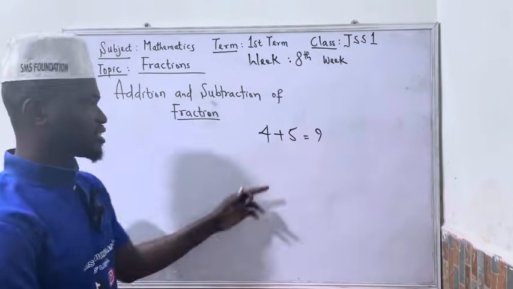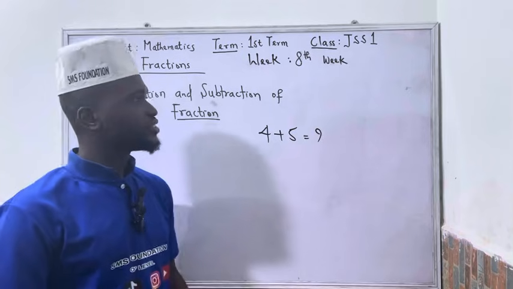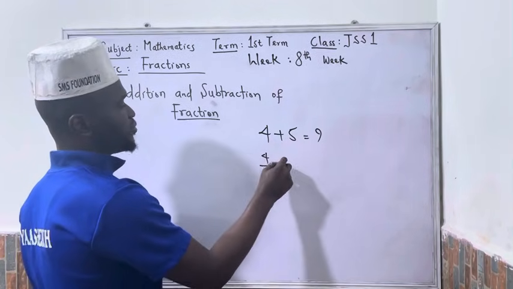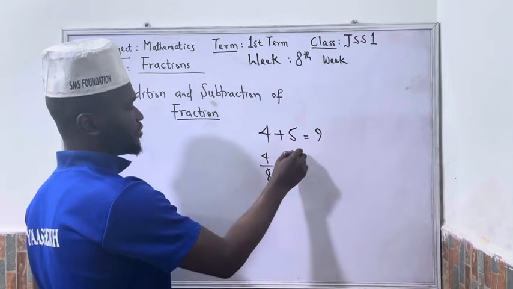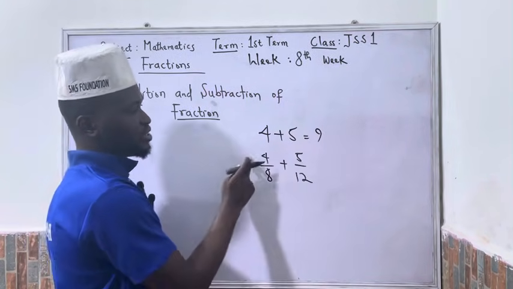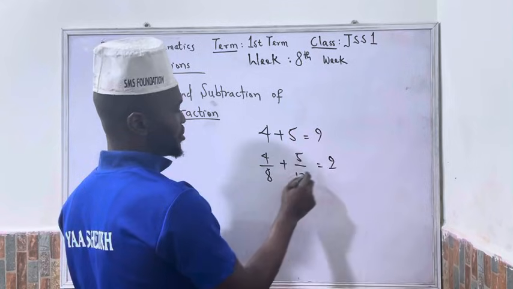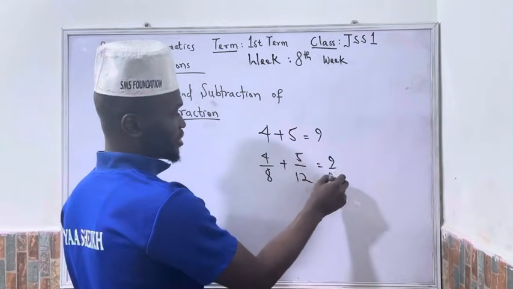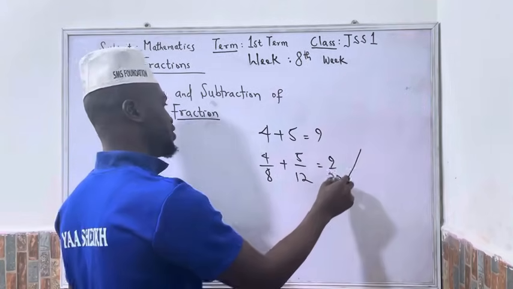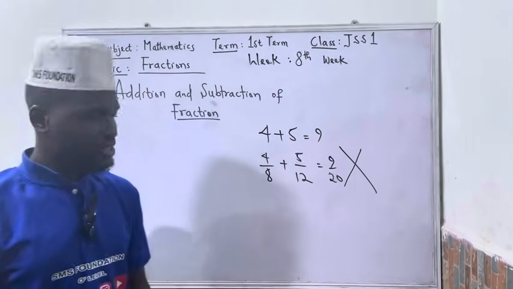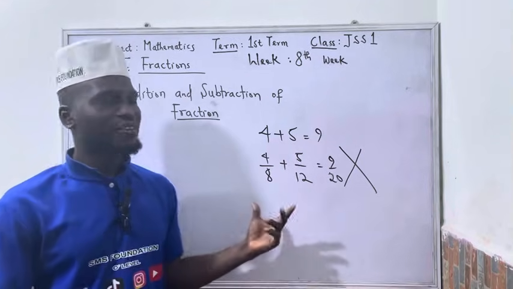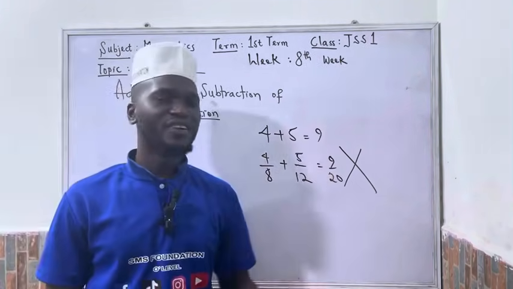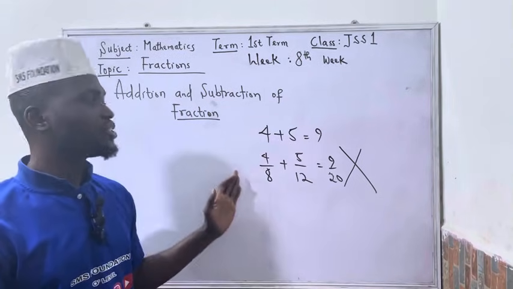But does this apply to fractions? When you have 4 over 8 plus 5 over 12, are you just going to say that the answer is 9 over 8 plus 12, that's 20? Is this what you are just going to say? This is wrong, because fractions have rules. So you cannot use the normal arithmetic addition to judge this.